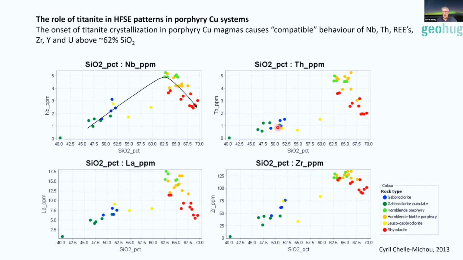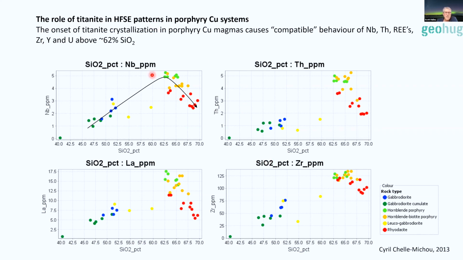Here's another example. This is from Cyril Chelle-Michou, who's now the head of ETH in Zurich. And he did his PhD on Eocene porphyry copper magmas in southern Peru. There's something really, really distinctive and really different about porphyry copper magmas. In just about every other type of magma, niobium and thorium and lanthanum and a few other elements behave as incompatible elements. But in porphyries, it's different.